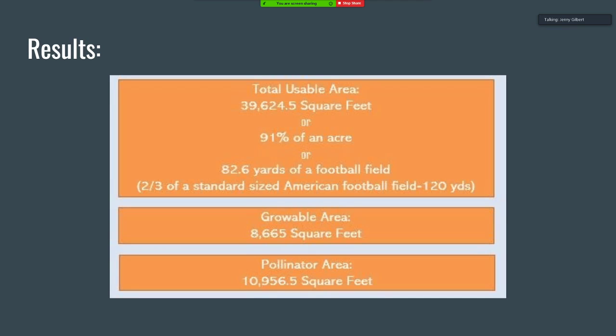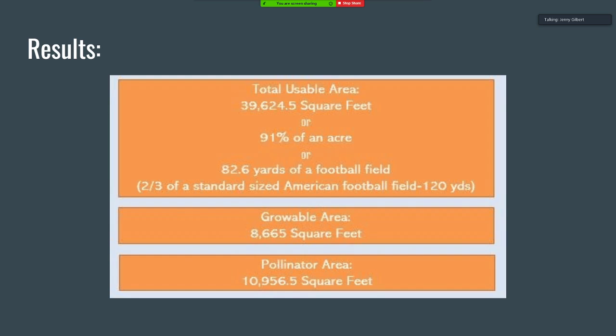Okay, and so then to just present some of the results. As I said, we broke it down into 3 different measurements. First of all, the total usable area would be all of the area that we measured within the Hawley Hamlet. And this totaled to 39,624.5 square feet, which we then used to calculate how much of an acre that would be, and it came out to be 91% of an acre, which is equivalent to 82.6 yards of a football field.